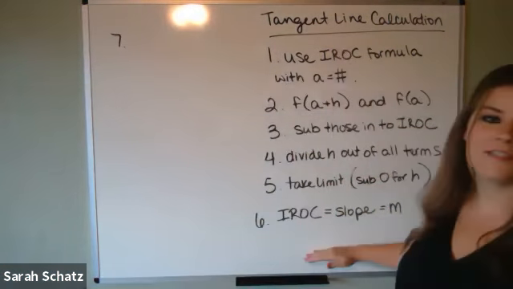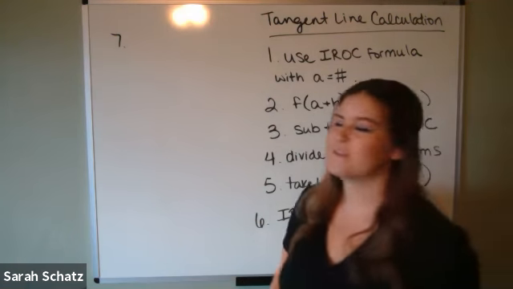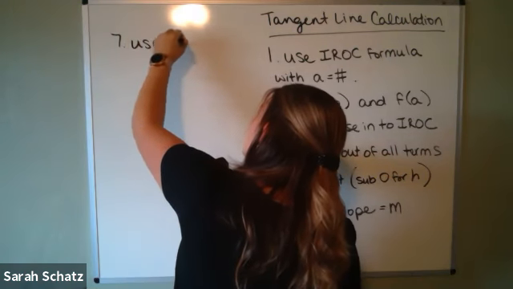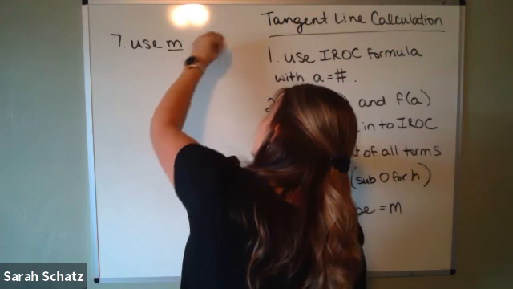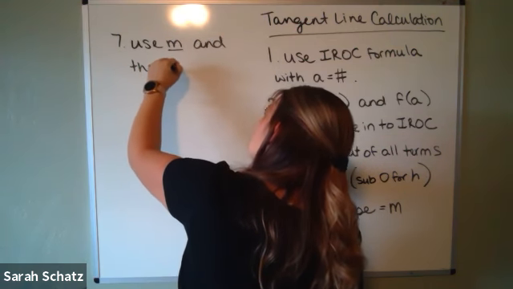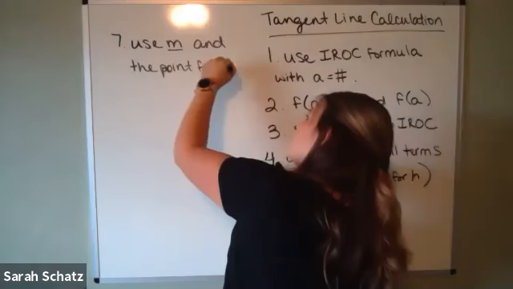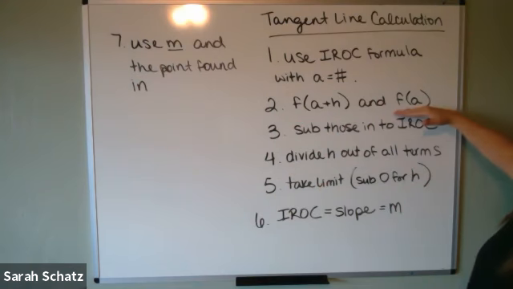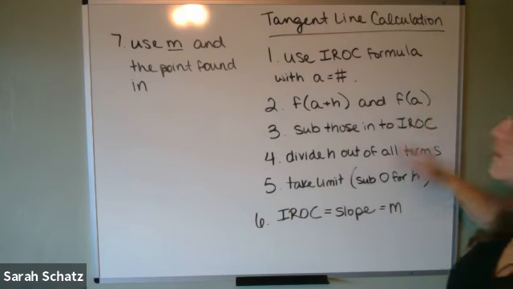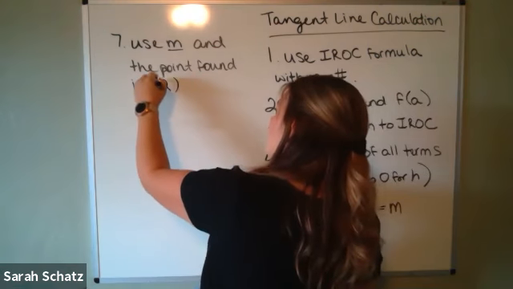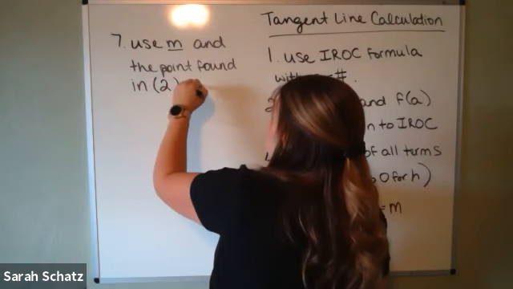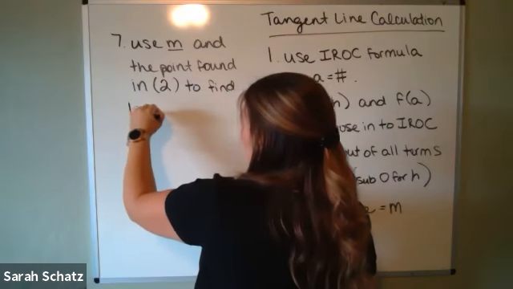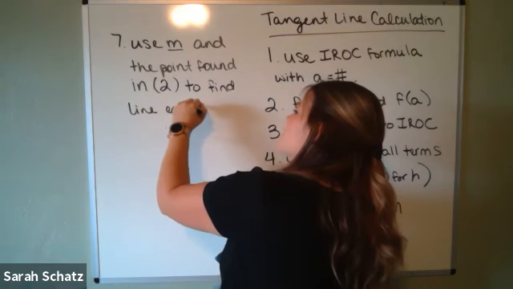So you guys, all of this to find the slope. I promise it'll get faster from here. So step 7, use m and the point found in, let's see, what step did we find the point in? We found it here. So in step 2, to find the line equation.